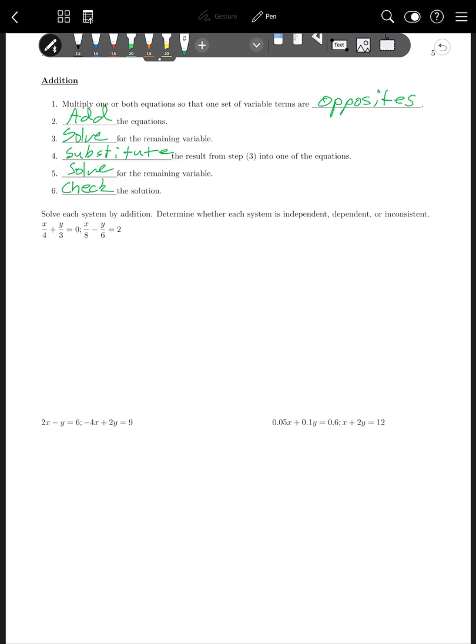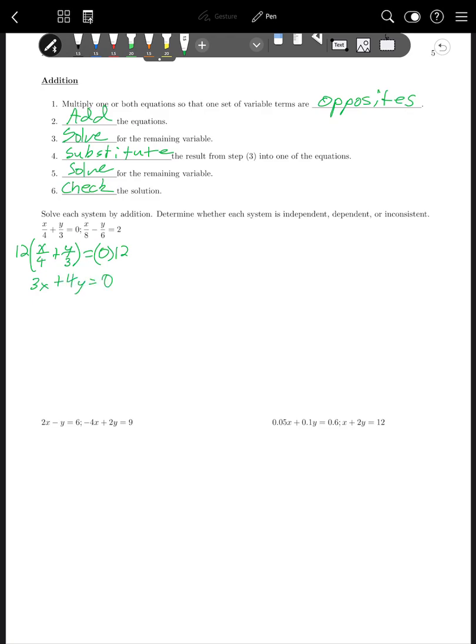Okay, now, one of the things you may want to do with some of these is do this first step more than once if you need to. Because one thing you might want to do for these is get rid of the fractions first. So like on the one on the left, to get rid of the fractions, I would multiply by 12, right? Because that's the least common denominator. So that would be 12 times x over 4 is 3x. 12 times y over 3 is 4y equals 0.